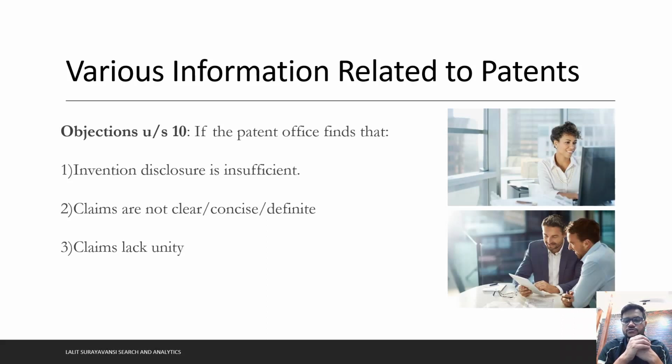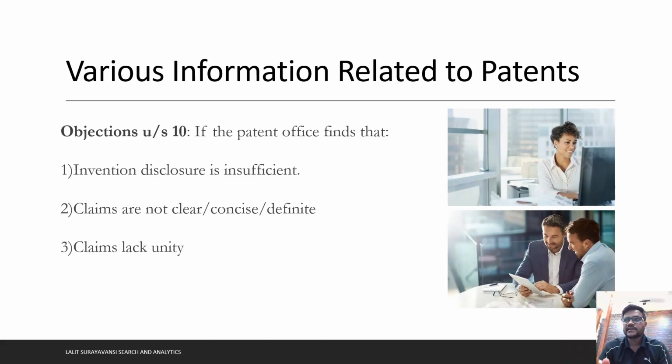So you have to give many details in the invention specification, so that others can practice your invention. If you don't do that, and your specification is not clear, concise, and lacks clarity, then the patent office will raise objections for insufficient disclosure, non-clarity or conciseness in claims, non-definite claims, lack of unity in claims.